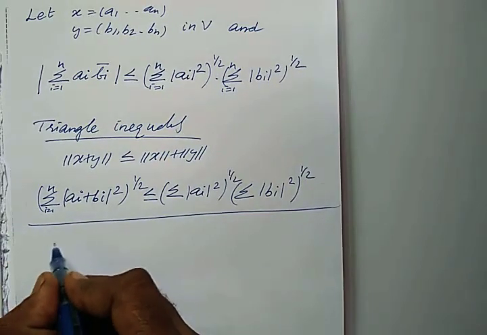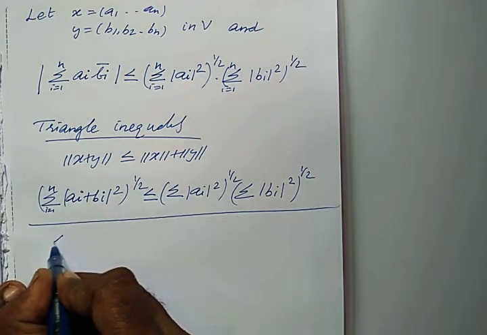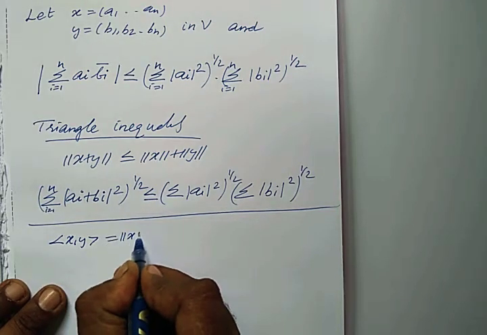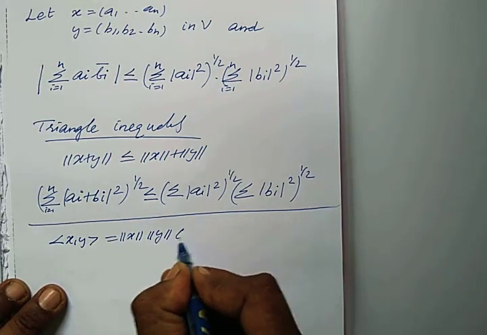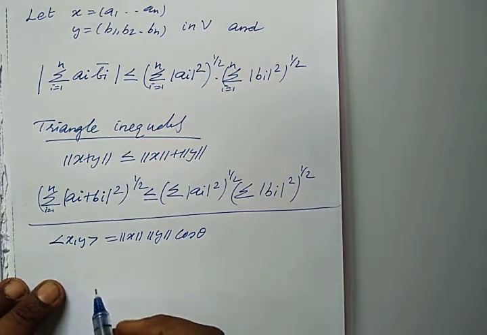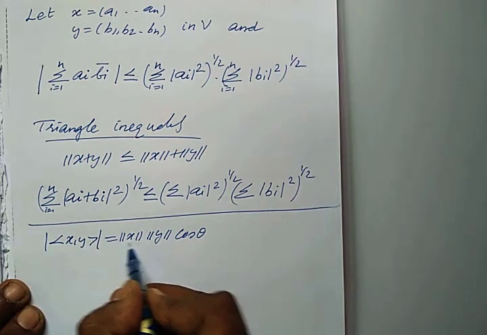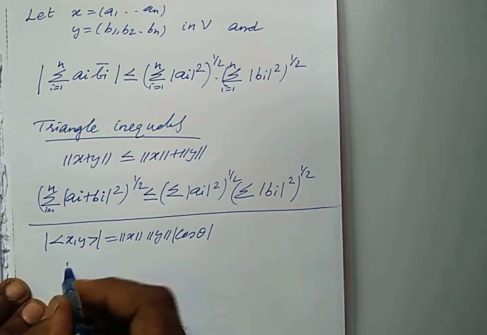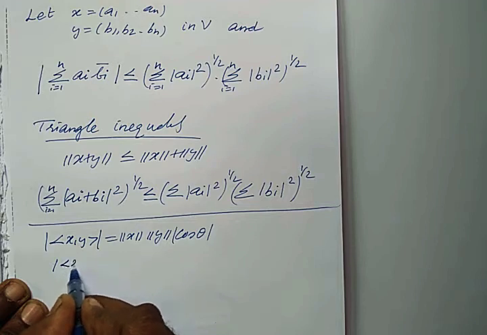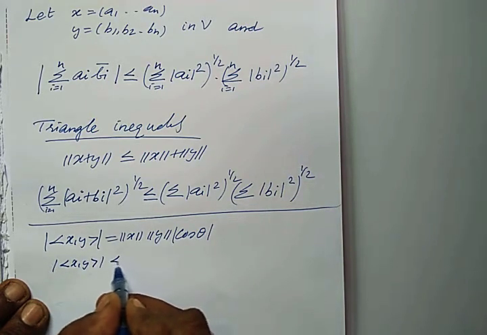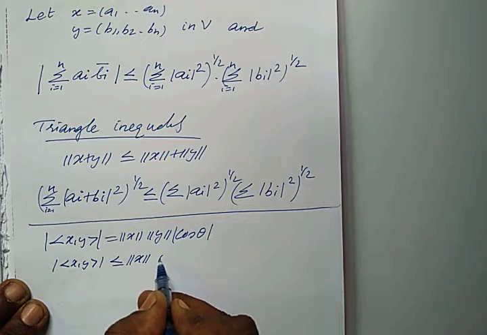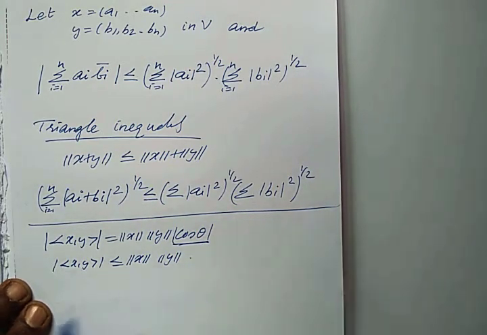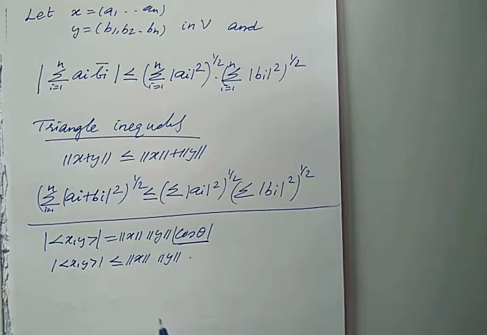In school we have studied that the inner product of x comma y is equal to norm x norm y cos theta. If you take the modulus, it is already non-negative, so if you put the modulus here, we will get the inequality, less than or equal to norm x into norm y, since cos theta is always less than or equal to 1.